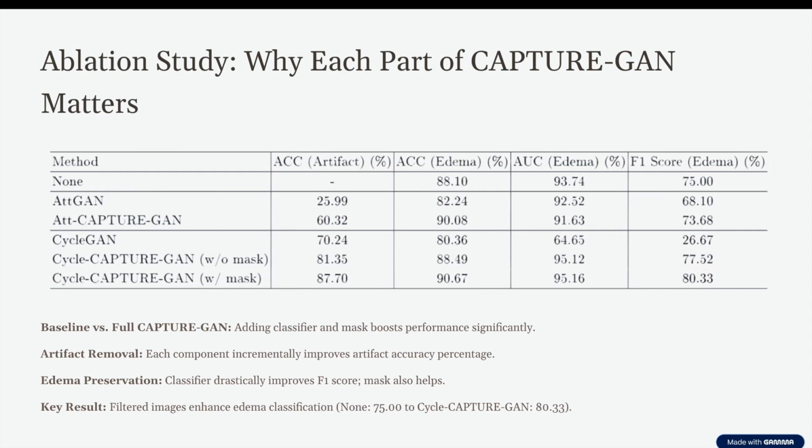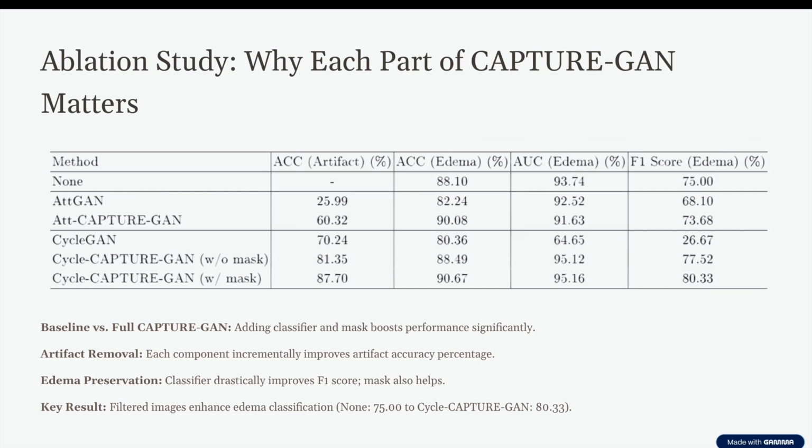To understand the specific contributions of CAPTURE-GAN's unique components, the researchers conducted an ablation study. This involves systematically evaluating the model with and without certain parts to see their impact. Let's look at the key takeaways. When you compare a basic CycleGAN to the full CAPTURE-GAN, which includes the pre-trained classifier and the masking technique, there is a significant performance boost. The numbers clearly show the full model is superior.